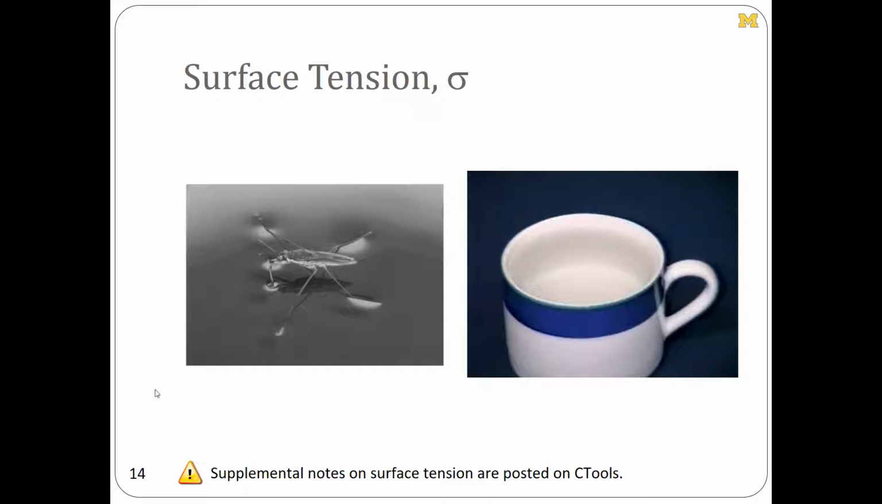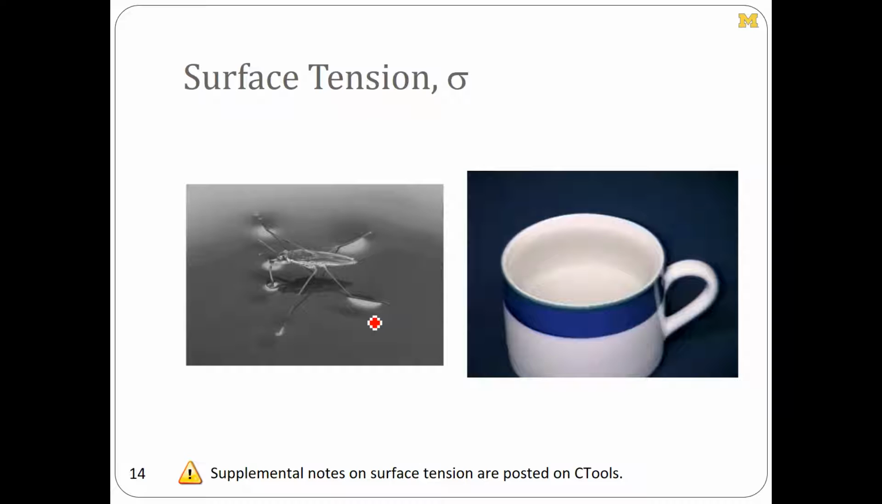So this video lecture is intended to cover the material we didn't get to in today's class on surface tension. Now, surface tension is a term you've probably heard before. It's what allows things like this water strider here to sit on top of the water in much the same way that you or I would stand on a trampoline.